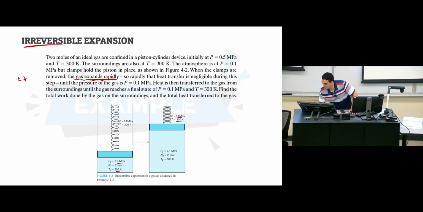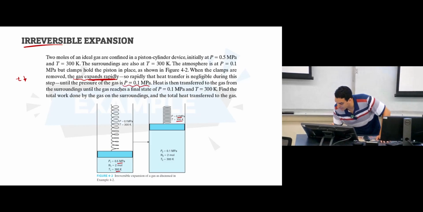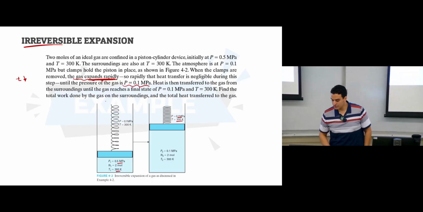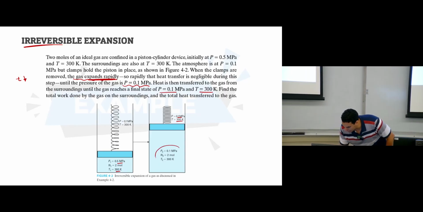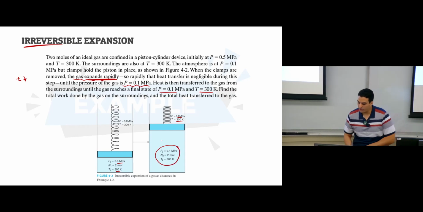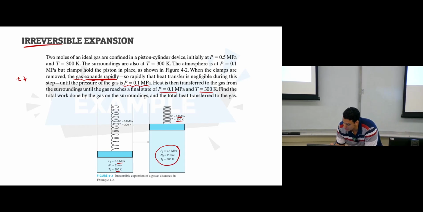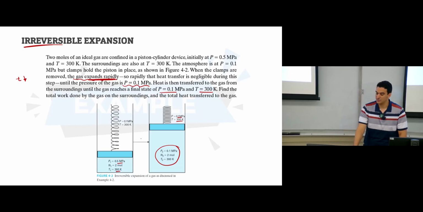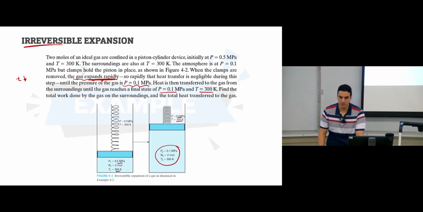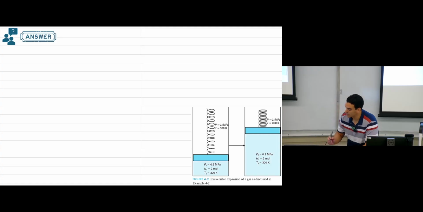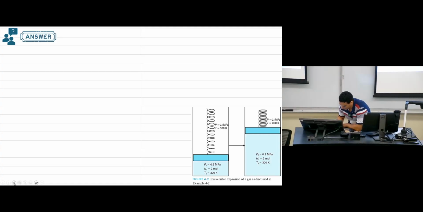So rapidly the heat transfer is negligible during the step until the pressure of the gas is 0.1 megapascal. Heat is then transferred to the gas from the surrounding until it reaches its final state, 0.1 megapascal, 300 Kelvin, which is the final state of the gas here. Find the total work done by the gas on the surrounding and the total heat transfer to the gas. So we need to calculate W, we need to calculate Q in this example.